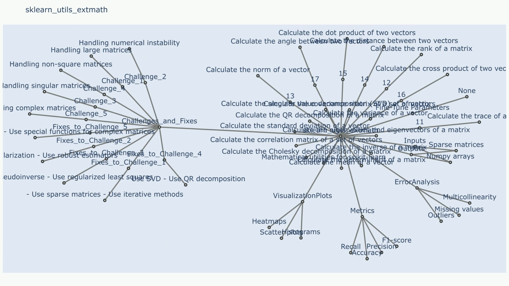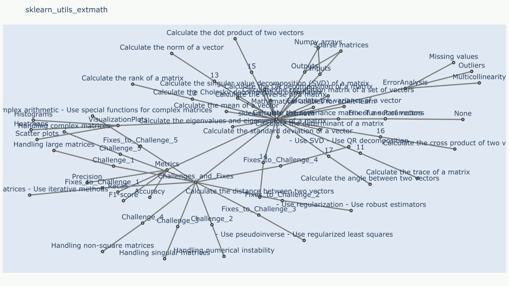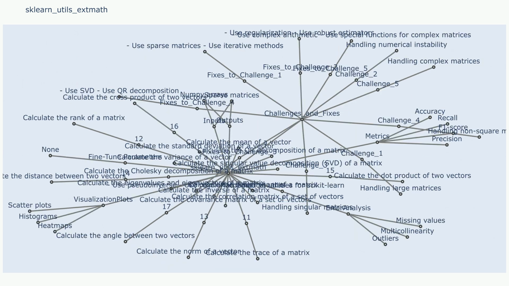Metrics. Runtime performance. The speed of computations is often measured, particularly when comparing different implementations or algorithms. Accuracy. For operations like SVD, the accuracy of the results can be evaluated against known values or theoretical expectations. Numerical stability. Measures are taken to ensure that calculations are numerically stable and avoid issues like overflow or underflow.